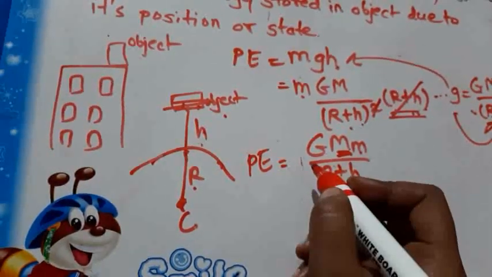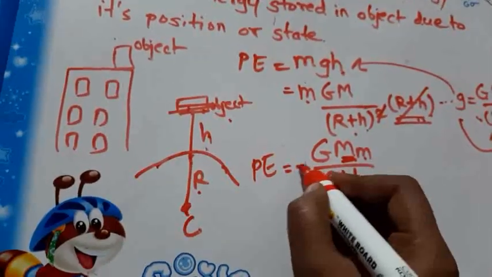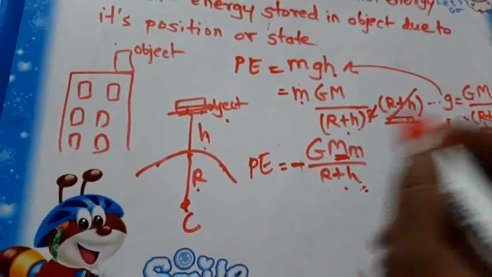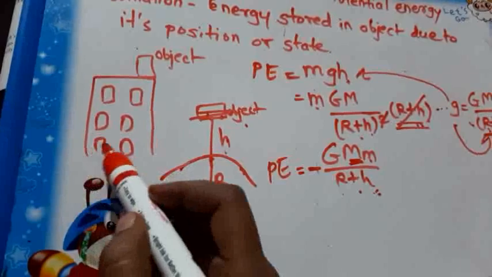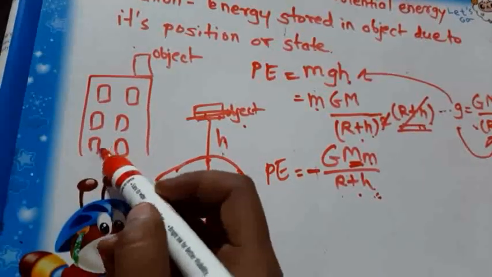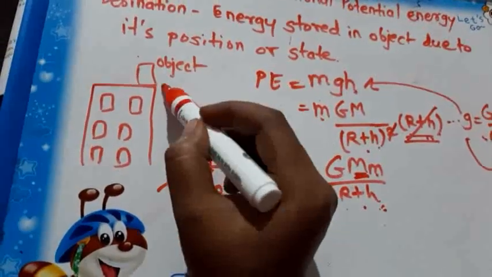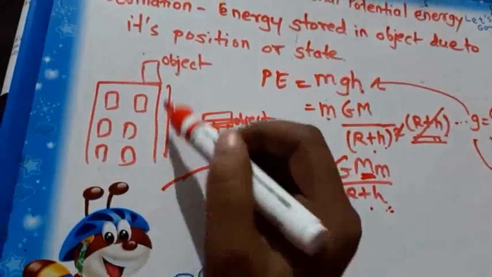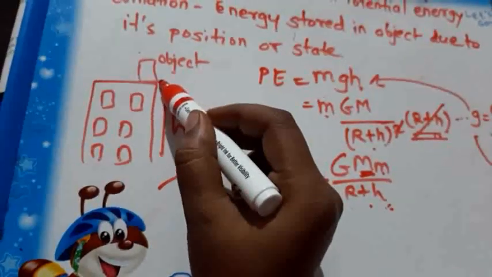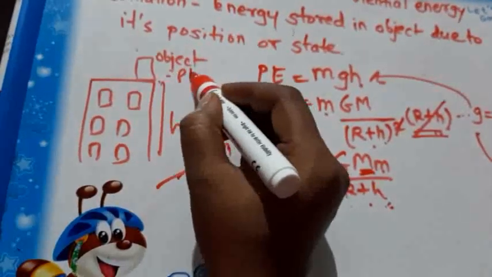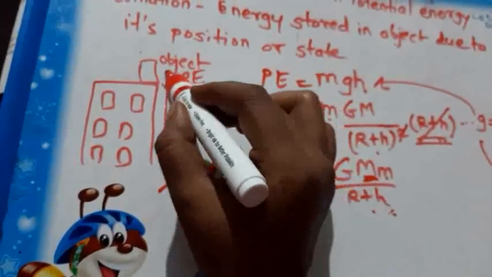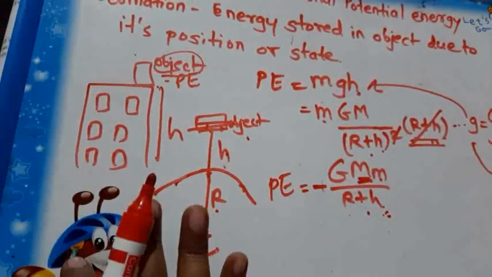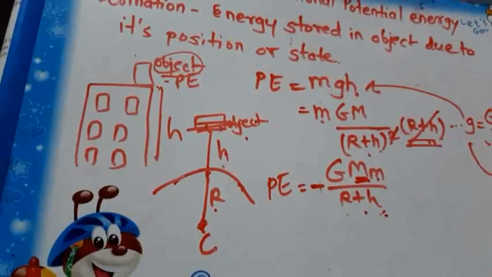But this potential energy has a negative sign. What does that negative sign indicate? We will see. Suppose this is the building, and on this building at height h the object is present. Now due to this height or its specific position, this object is having a particular potential energy P. It is not having kinetic energy, just potential energy.